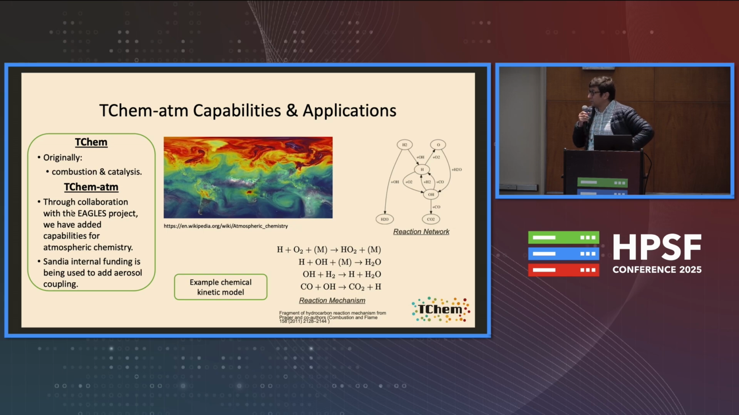The original TChem was for combustion and catalysis. And then through a collaboration with the TChem project and Eagle projects, we moved to atmospheric chemistry. So basically, we have a reaction mechanism, and we would like to know how this reaction mechanism can affect the 3D simulation, so TChem computes these contributions.